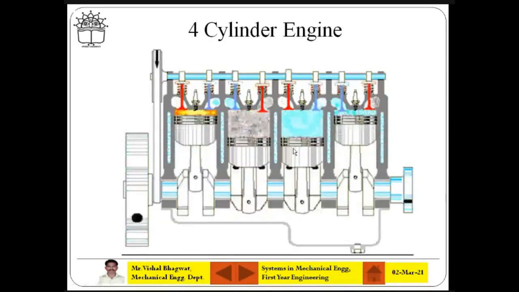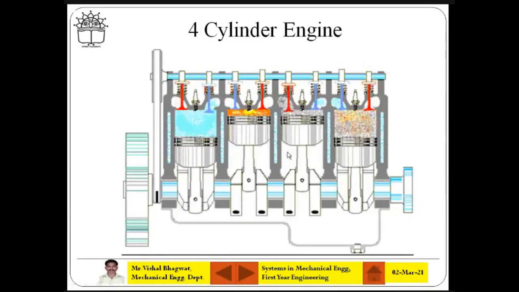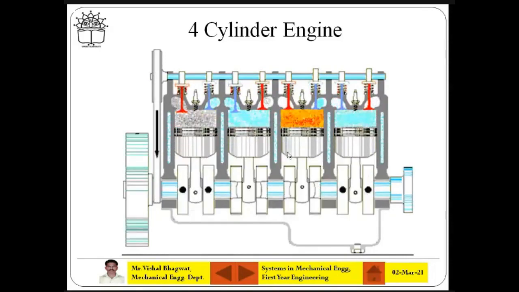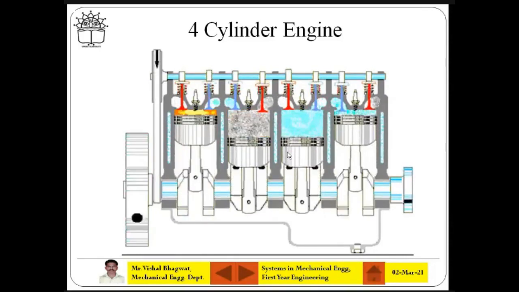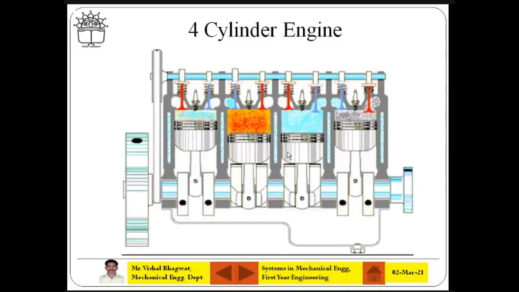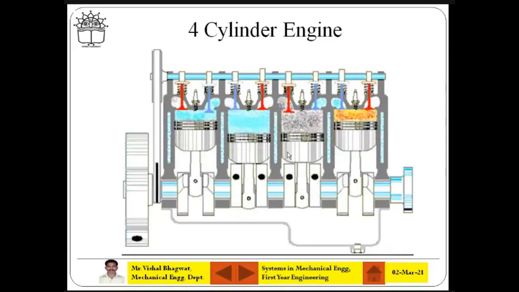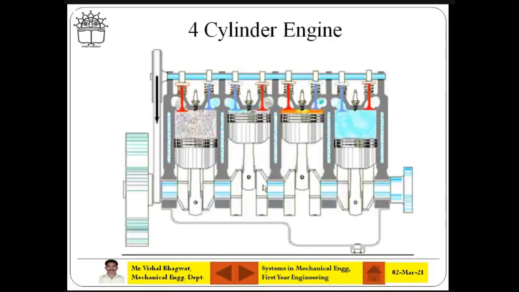Why do you require more cylinders? Because you want to carry heavy weight under smooth conditions. You do not want a jerk. You always have a jerk in the power stroke, but you don't want a jerk from the power stroke in your vehicle. So you want smooth power and smooth running. That's why multi-cylinder engines are used for heavy vehicles.